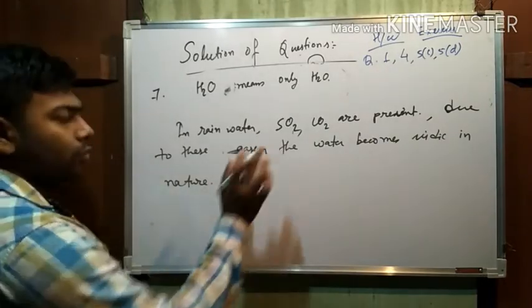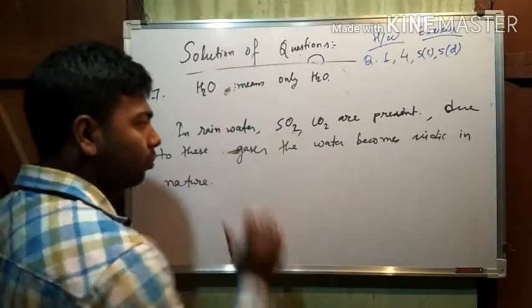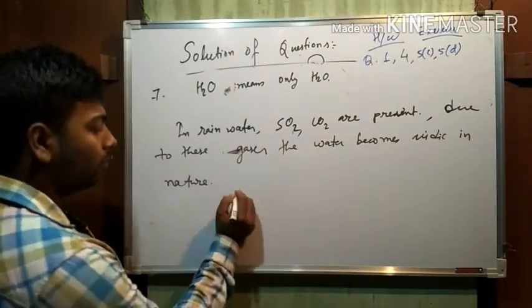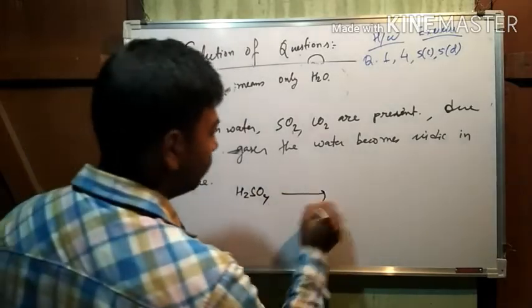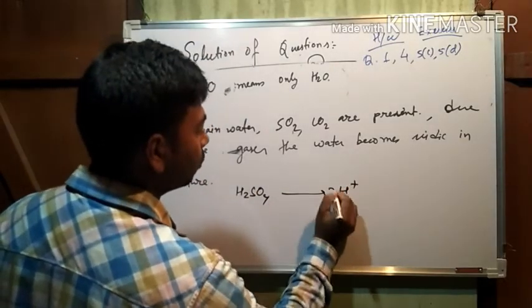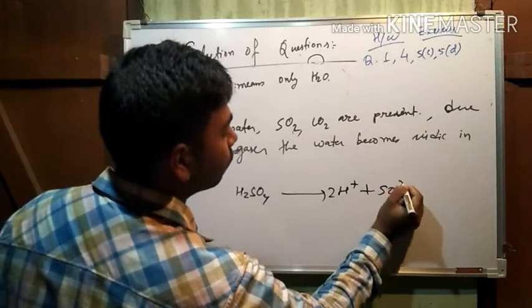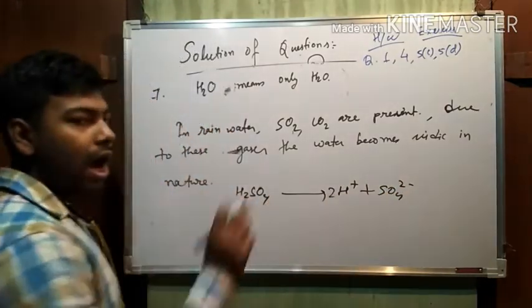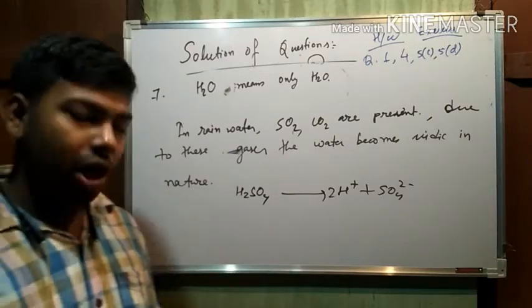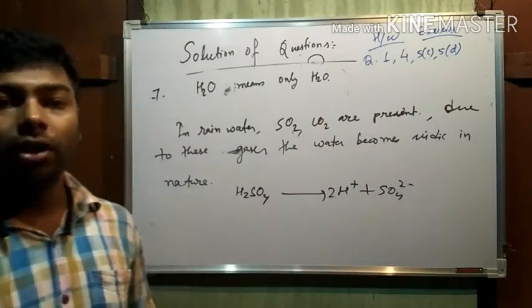Suppose we take an example where SO2 reacts with water, it forms H2SO4, that means sulfuric acid. The sulfuric acid can dissociate into 2H positive plus SO4 2 negative. These ions are responsible for the conduction of electricity.